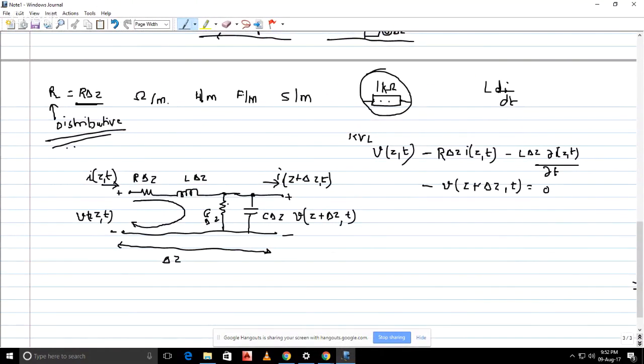Sharvari, what is happening over here is, you can see that these two branches are in parallel. And across these branches, there is a voltage drop of V of Z plus delta Z comma T. So if I consider this to be the voltage drop, same voltage will be applied over here and over here. When I'm going over this conductance path, I'm going to write it as G times I of Z comma T. So it is actually the voltage drop across this. And what is the voltage drop across this? It is same as that of this, because they are all in parallel. So I will assume this voltage at this point. That's why we are considering this voltage over here. I hope you have understood, Sharvari.